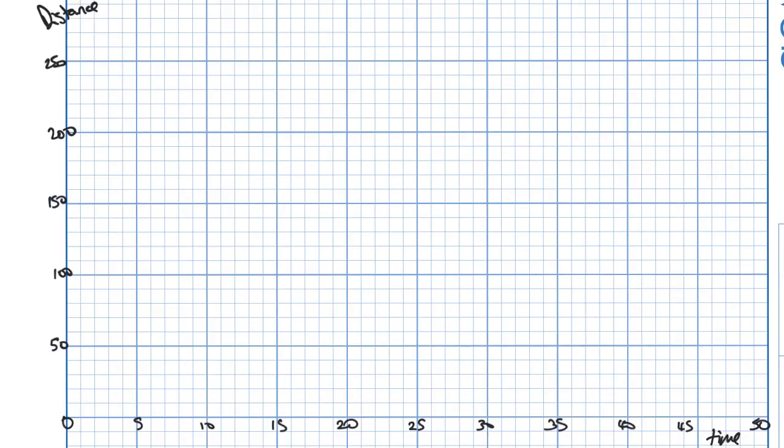So I've got my set of axes. I've got time along the horizontal and distance along the vertical. The total time was 50 seconds and the total distance was 210 meters. So the first stage of the journey was running for 15 seconds to get up to 90 meters. So that's going to be to here.